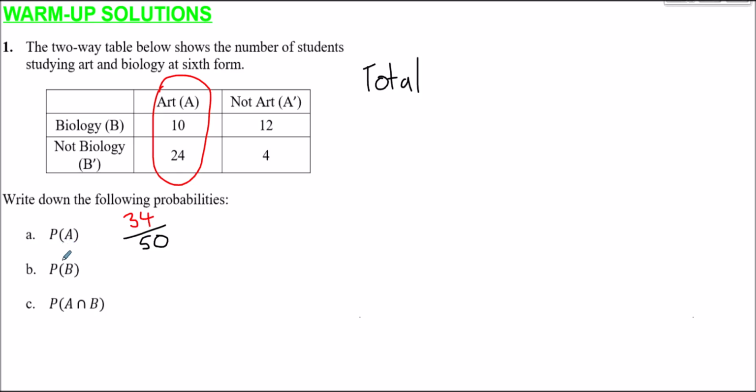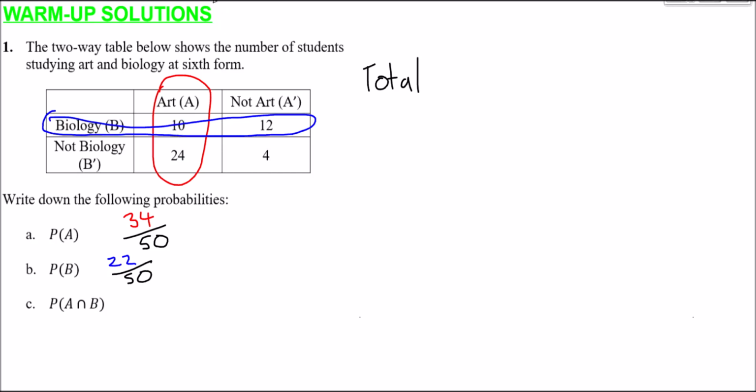The next one, the probability of studying biology. Well, studying biology is going to be this row here. There's 10 students that study biology and art, and there's 12 students that study biology but do not study art, making a total of 22. So that's 22 out of 50 students for part B.